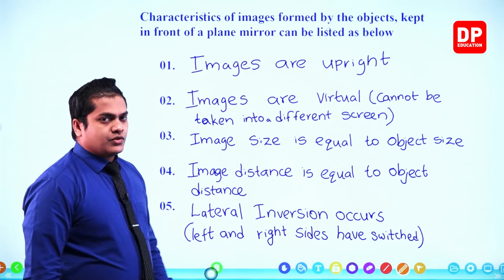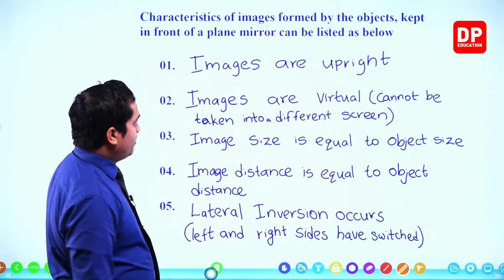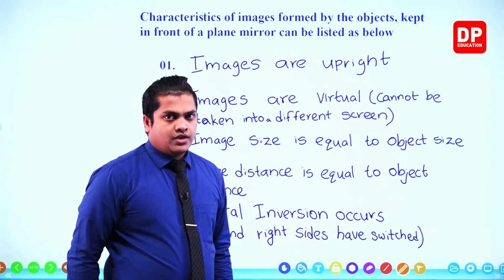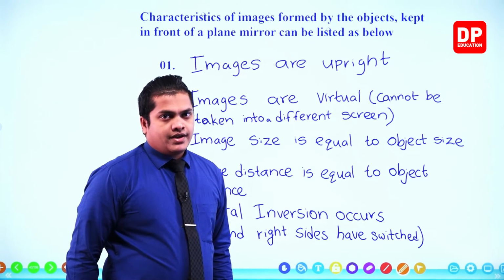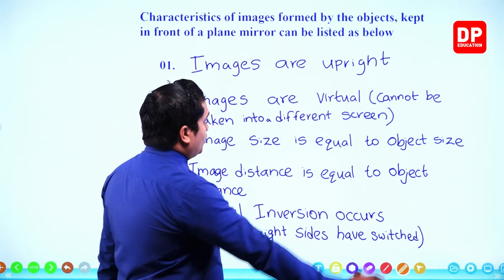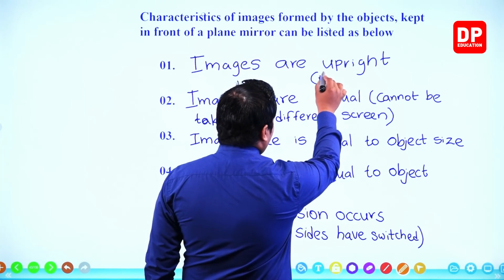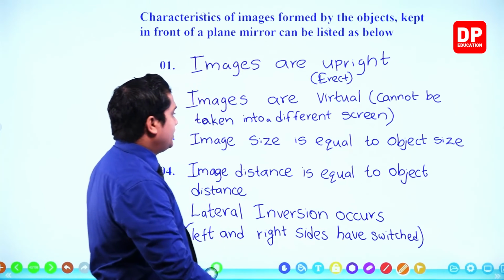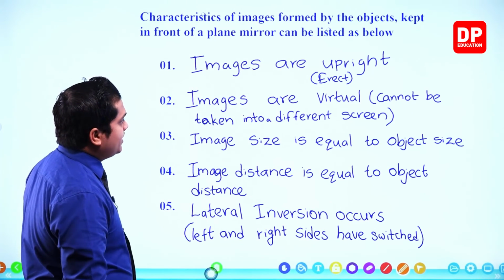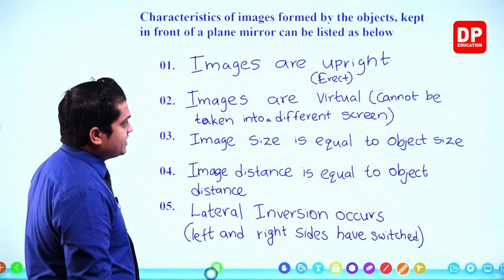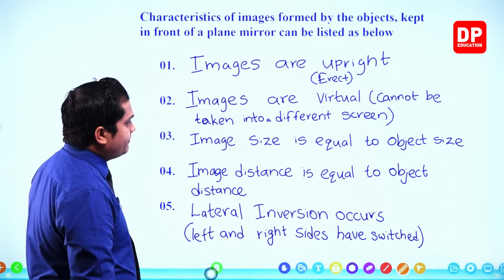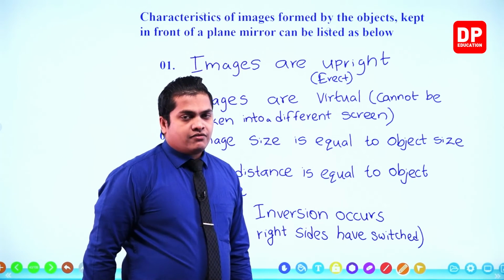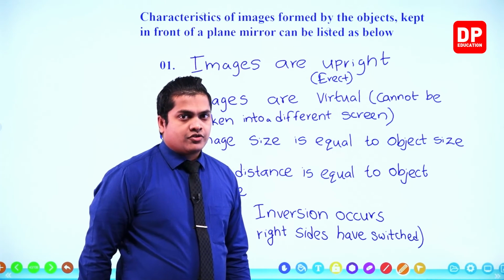Right. So these are the properties, my dear children. Number one, images are upright. All the images are upright images, my dear children. So this is also called erect. Erect images. Next one, images are virtual. That means cannot be taken into a different screen. We won't be able to take these into a different screen. So therefore, these images are referred to as virtual images.